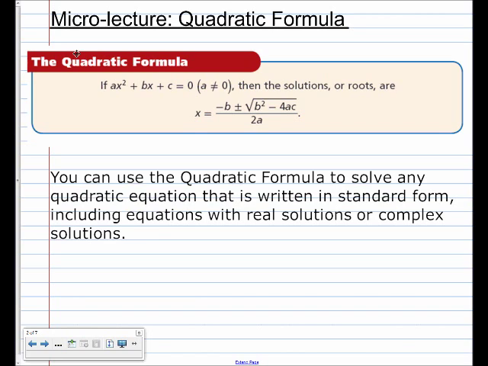Now, you do have to memorize the quadratic formula. You do have to memorize it. It's just one of those things that you gotta know. The way that we've done it in the past is we do a little song. And you guys know the tune, hopefully, Pop Goes the Weasel.